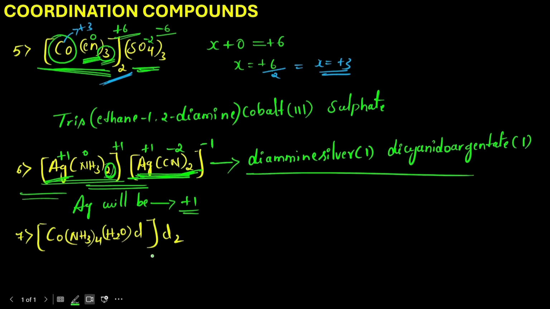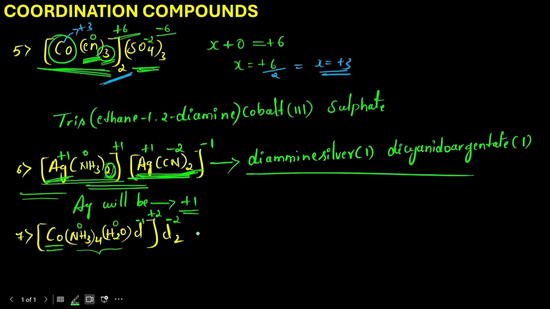Coming to the next example. So first we will calculate the oxidation number of cobalt. Here Cl will have a minus 1 charge. Therefore minus 1 into 2 will be minus 2. And the charge on the coordination pair will be +2. Now what is the charge on the NH3 ligand? 0. What is the charge on the H2O ligand? That is also 0 because these two are neutral ligands. Then coming to Cl, what is the charge? That is minus 1.